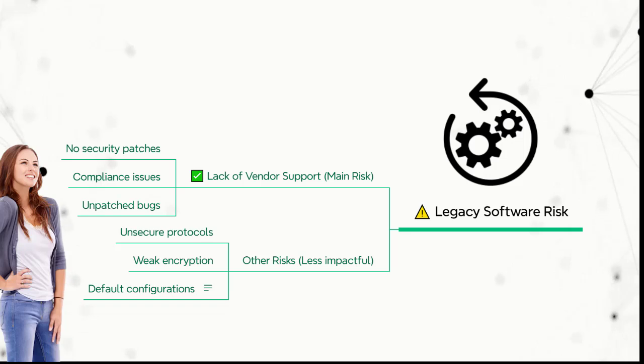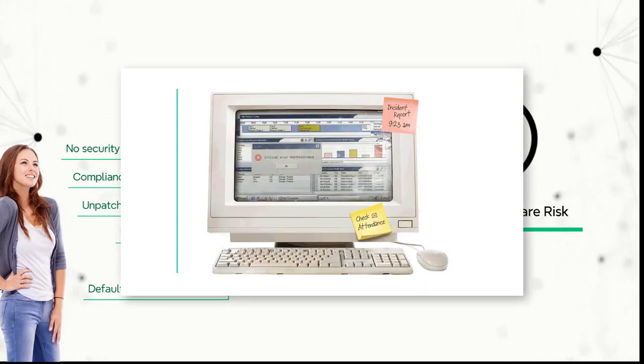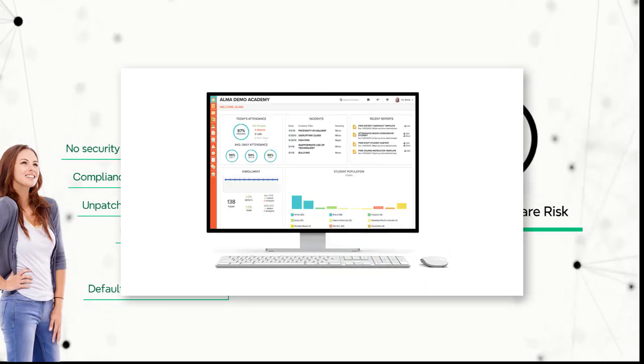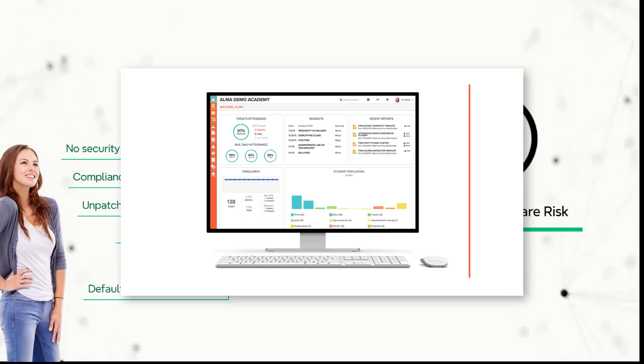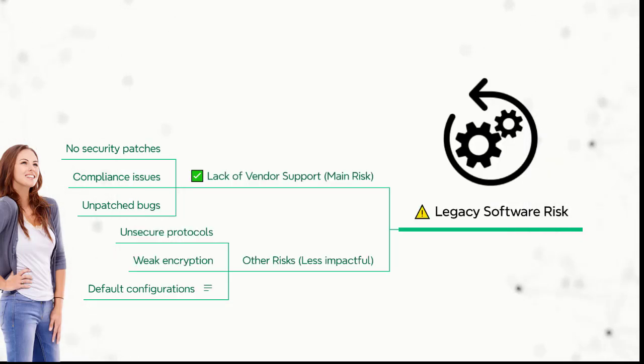Legacy software risk. Using legacy software might seem like an "if it ain't broke, don't fix it" situation, but it can actually pose serious risks. The biggest problem? A lack of vendor support. When software gets old, companies stop updating it, meaning no more security patches or bug fixes. If your business is still relying on that unsupported software for critical operations, you're opening yourself up to all sorts of vulnerabilities and compliance issues.